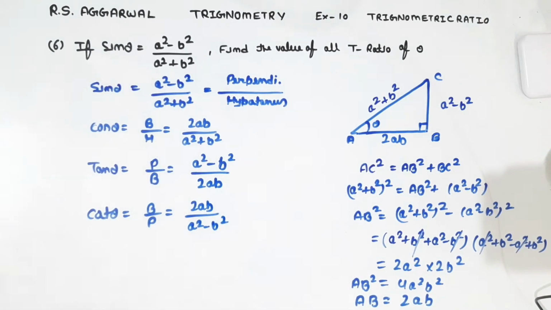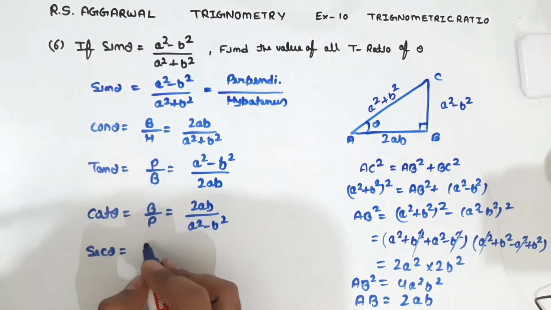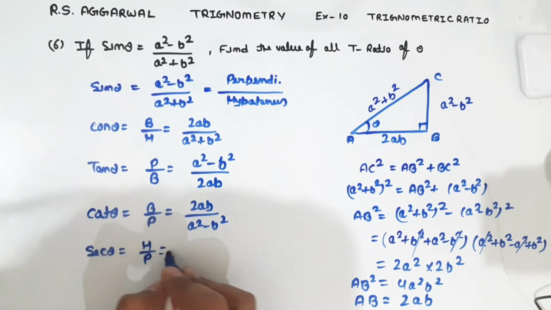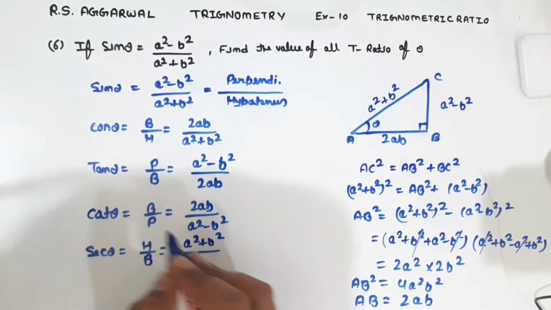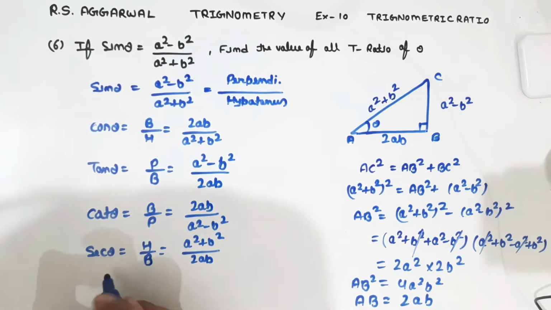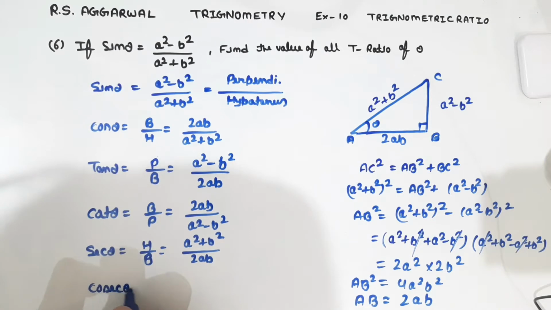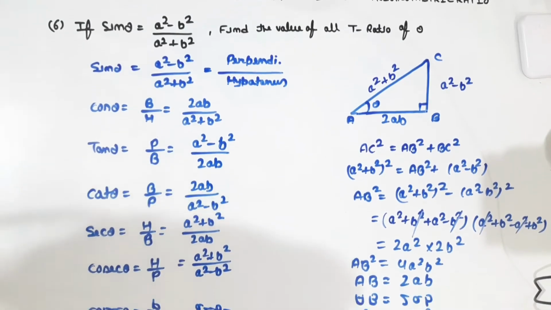Then our next trigonometric ratio is sec theta, which is given by hypotenuse upon base. So our hypotenuse is a square plus b square and base is 2ab, and at last cosec theta, that will be given by hypotenuse upon perpendicular. So that will be equals to a square plus b square upon a square minus b square.